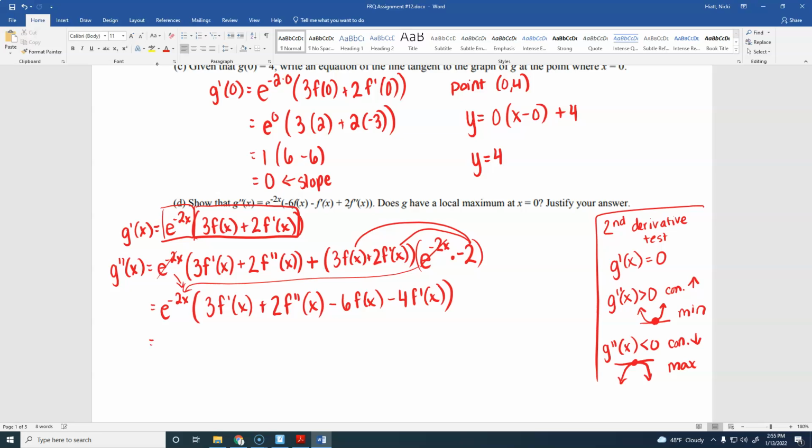And now we just need to combine our like terms. We've got negative 6f of x. And then we've got a 3f prime of x and a negative 4f prime of x. That's going to be minus f prime of x. And then plus 2f double prime of x.